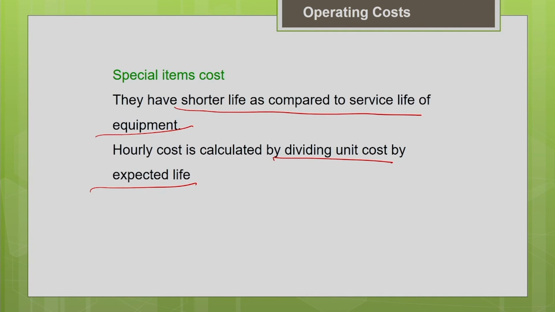So this information you can get from your past records or from the manufacturer. The manufacturer handbook will provide you the information on the expected life of this particular unit for different operating conditions. Based upon that you can get this information, and also the unit cost you can get from the manufacturer. So based on that you can get the hourly cost of these special items.